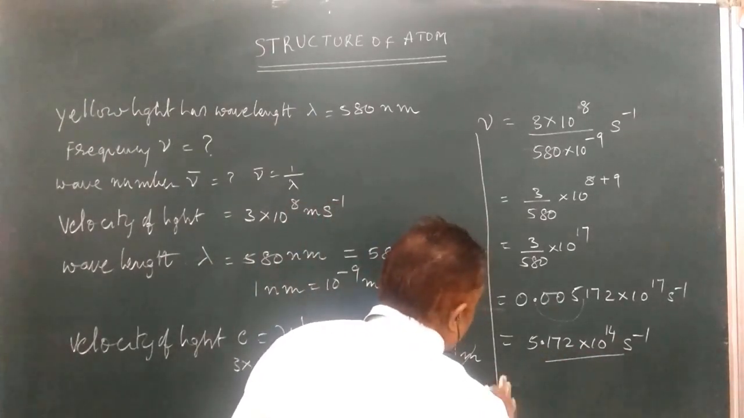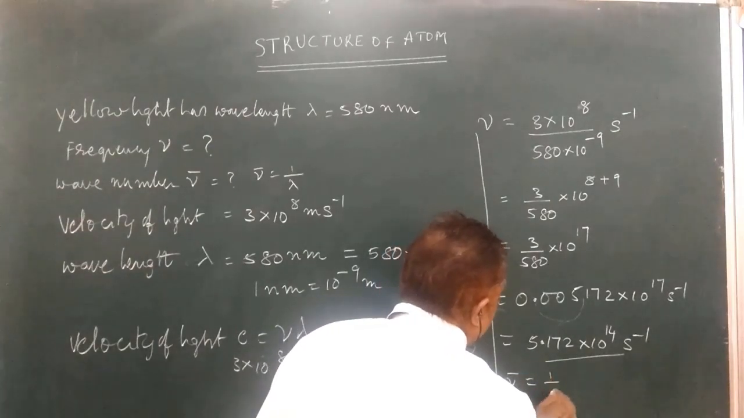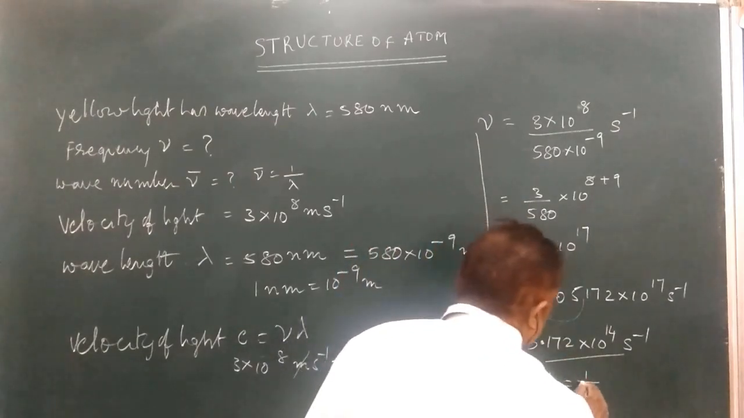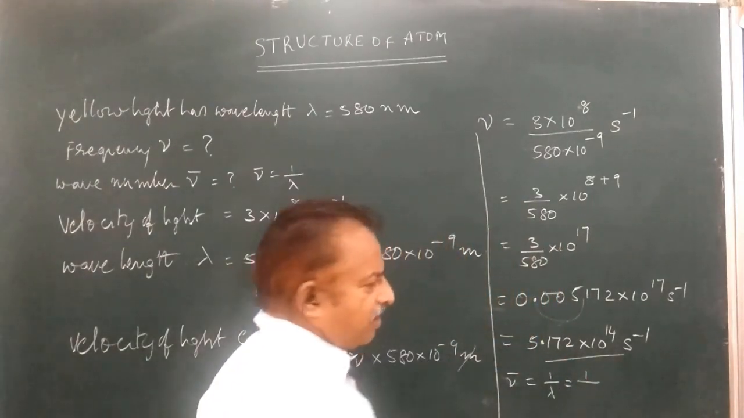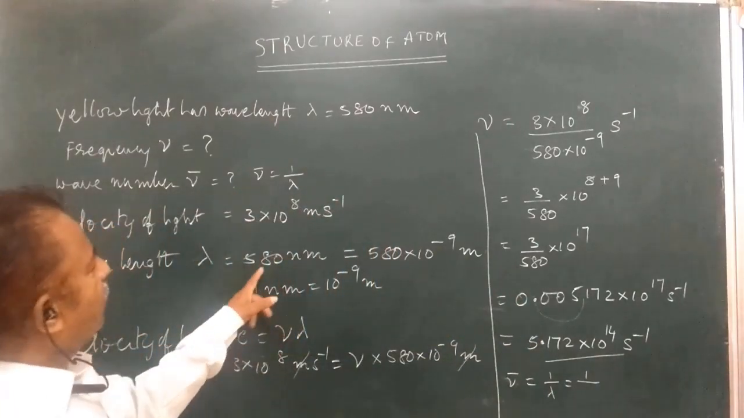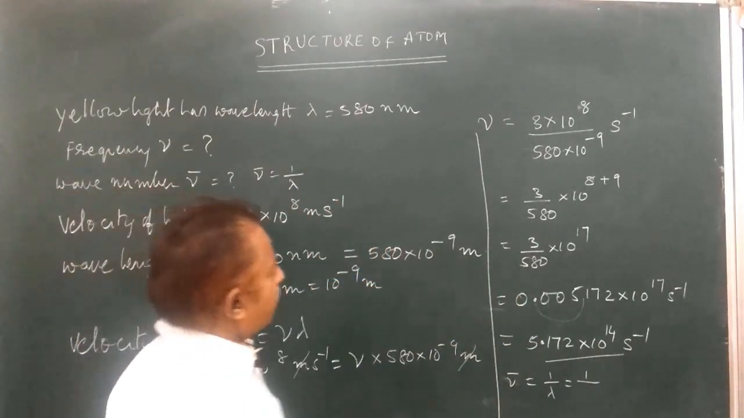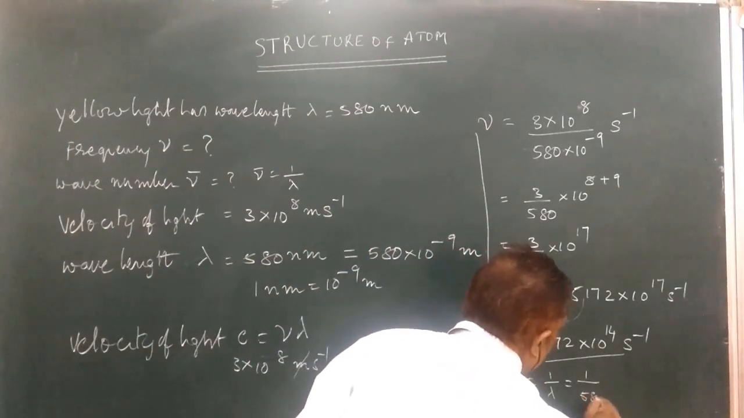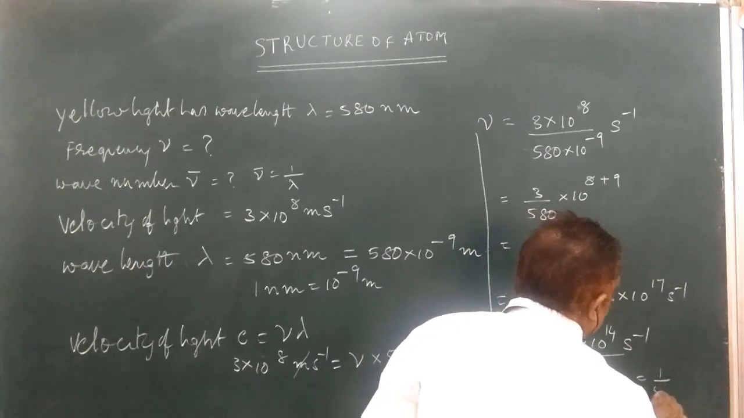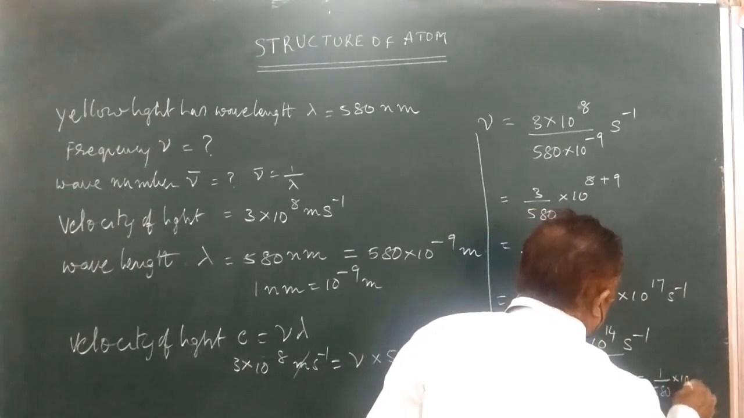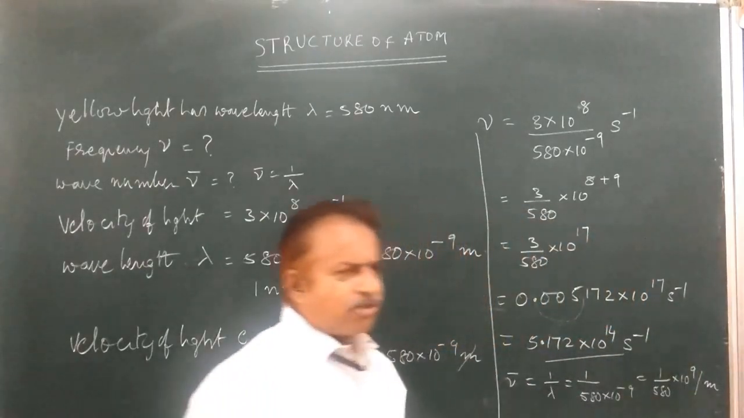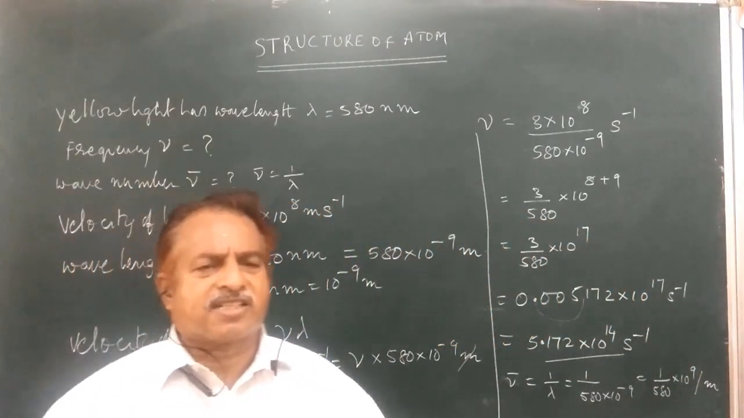Now, nu bar equal to 1 by lambda. What is the lambda? Lambda means, here again we have to take this one, 580 into 10 to the power minus 9. This becomes 1 by 580 into 10 to the power 9 per meter. That means so many waves spread in 1 meter distance.